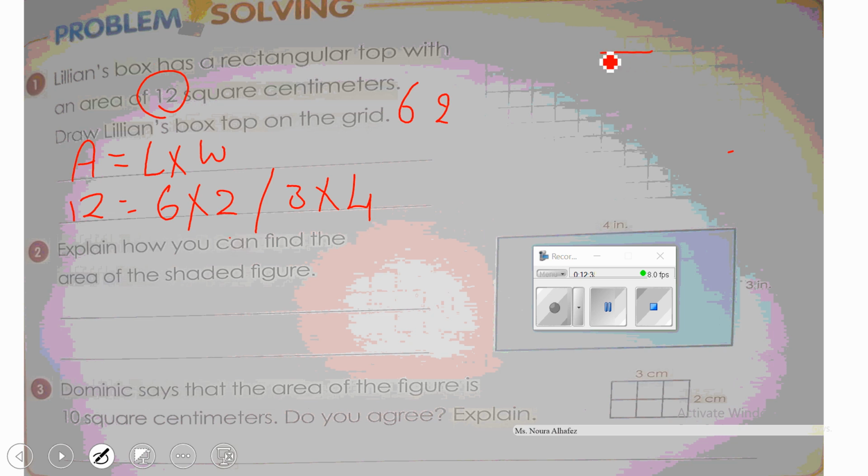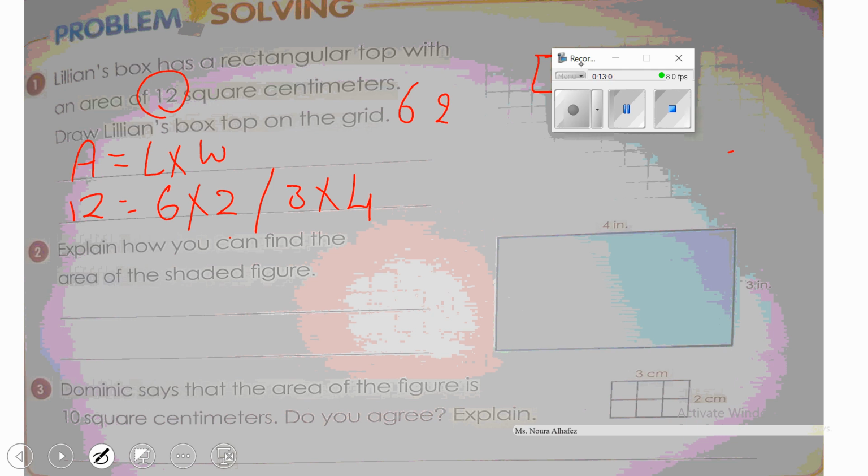Here is 1, 2. Or we can make it 6 as you want. The same. So 1, 2, 3, 4, 5, 6. So this is 6. And here is 1, 2. This is the top of her box. Yes.